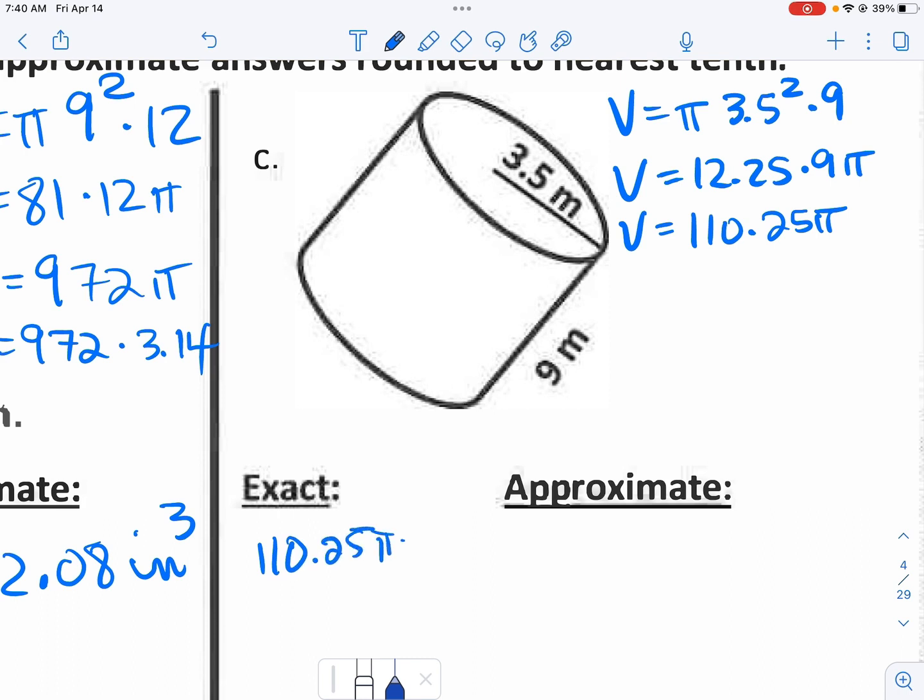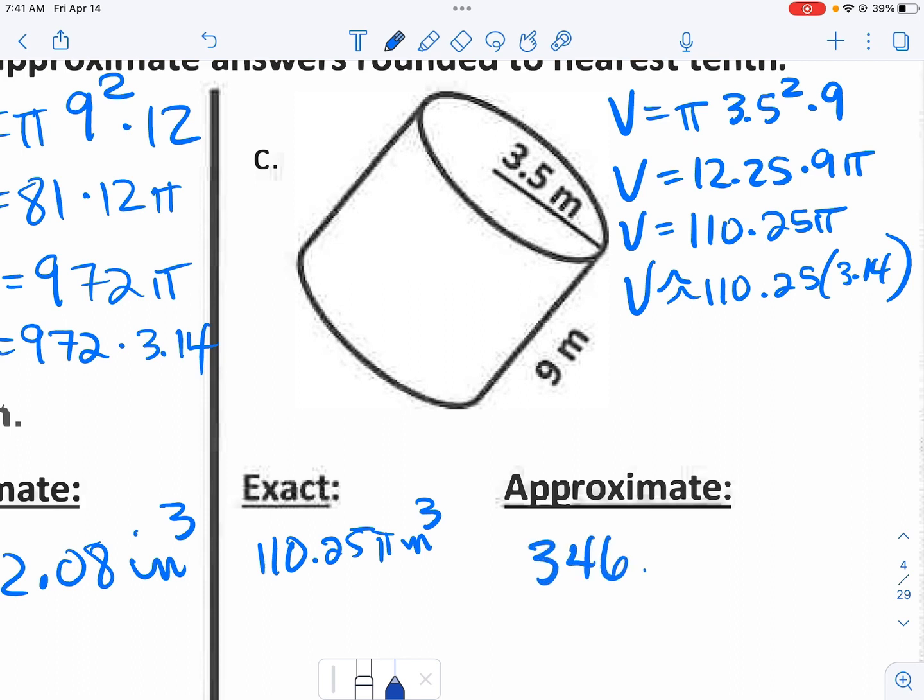So 110.25 pi meters cubed. And the approximation, times 3.14, and I think I forgot to write it as an approximation before, but that's okay. You can forgive me. And that is meters cubed.